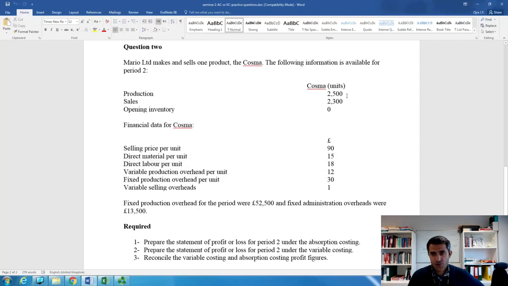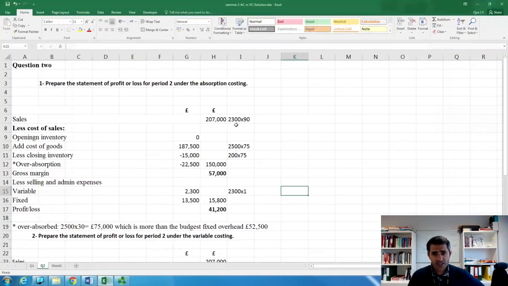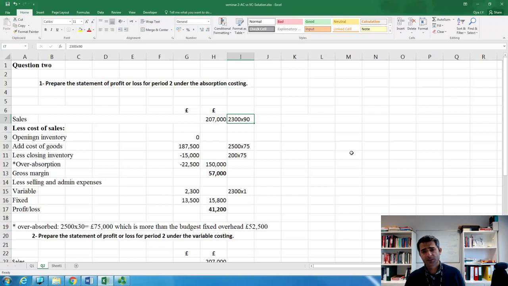Remember that we produced 2,500 here, and remember, we sold 2,300. So we start with sales of 2,300 multiplied by the selling price per unit, 90. So as I mentioned, 2,300 units sales, you multiply by 90, which is the selling price per unit. So that's 207,000 pounds.